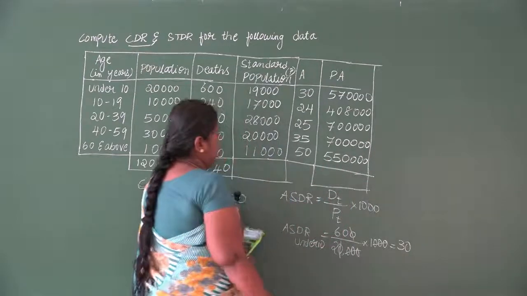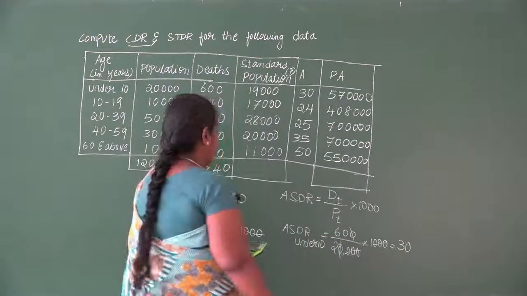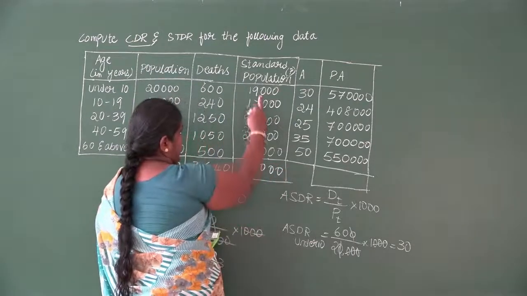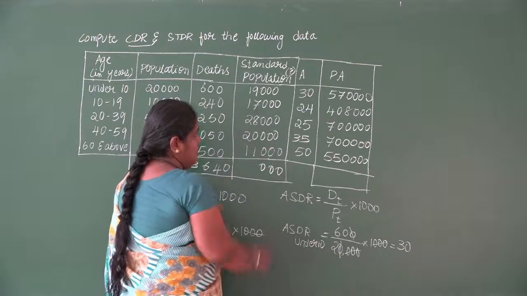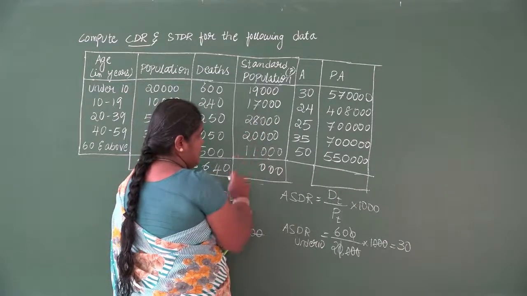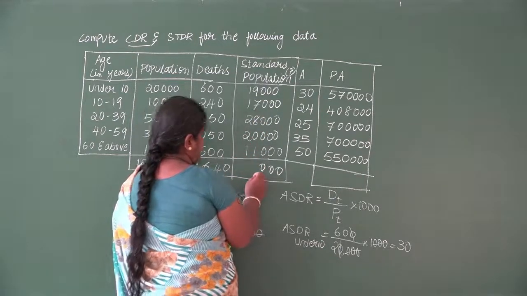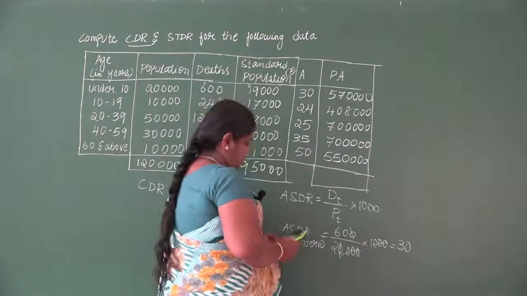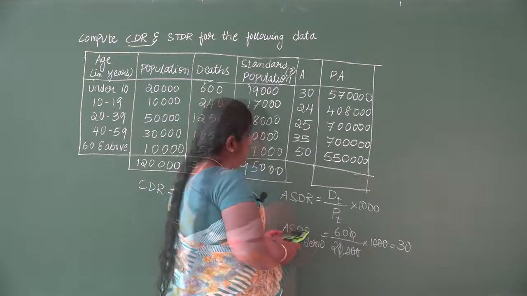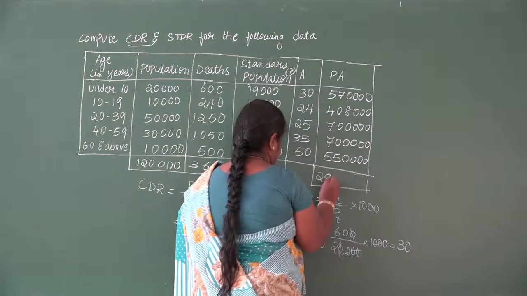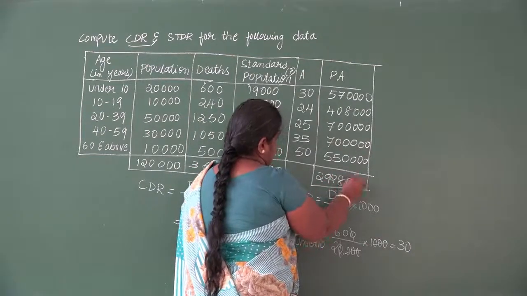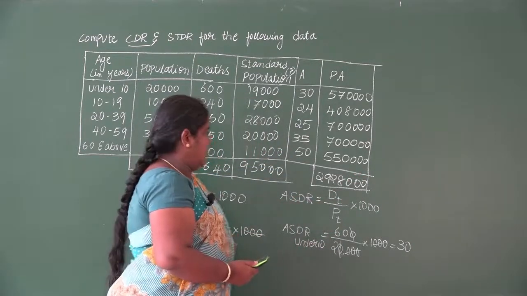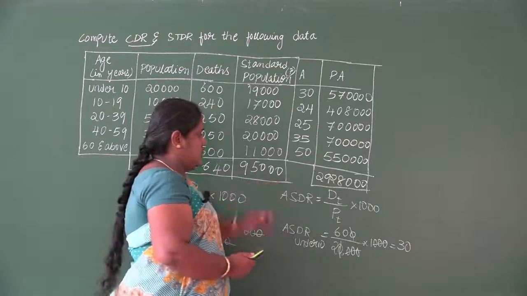Then add this PA value and the standard population value. So first we'll add the standard population. So 19,000 plus 17,000 plus 28,000 plus 20,000 plus 11,000 is 95,000. Similarly, add the PA values. It is 29,28,000 and P value is 95,000.